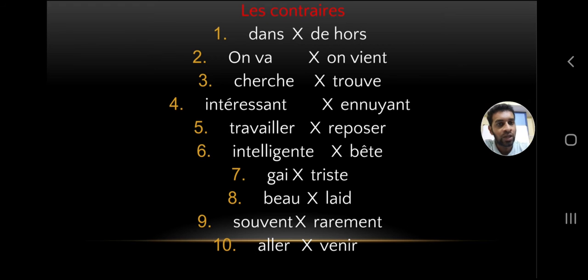So the eighth one, beau, laid. So beau means handsome or beautiful. Okay, so beau means handsome or beautiful. So laid means ugly. Laid means ugly, and the adjective beau is given in masculine singular form. So the opposite should be given in masculine singular form.